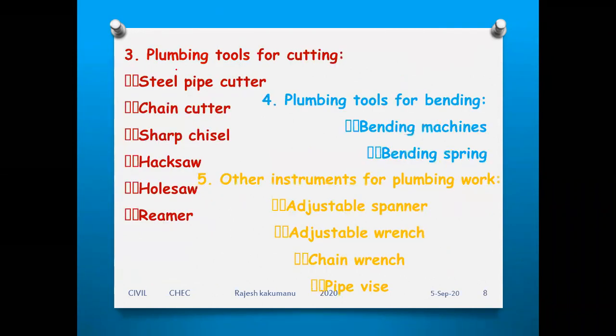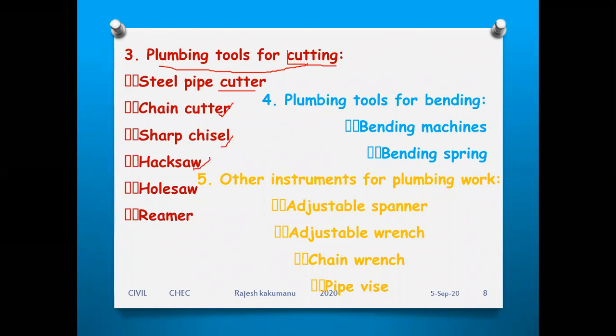Next, the third one is plumbing tools for cutting. Plumbing tools for cutting operations. What is the first one here? Steel pipe cutter. To cut steel pipe you have a mechanical handmade device, that is a cutter. Next, chain cutter. To cut the chain, you have another device known as a chain cutter. Sharp chisel. Sharp chisel is used for chiseling operations. In first year workshop, in carpentry, chisels are used to make shapes from wood pieces. Like this, a sharp chisel is also used in some cases during plumbing operations.